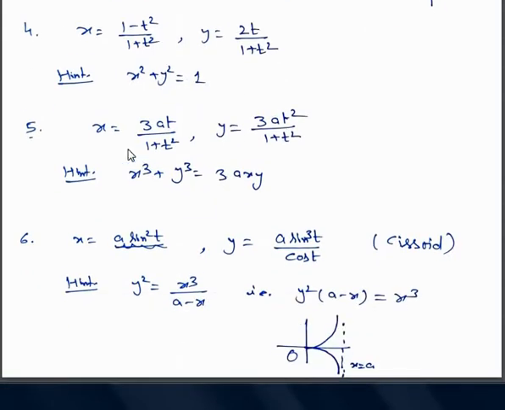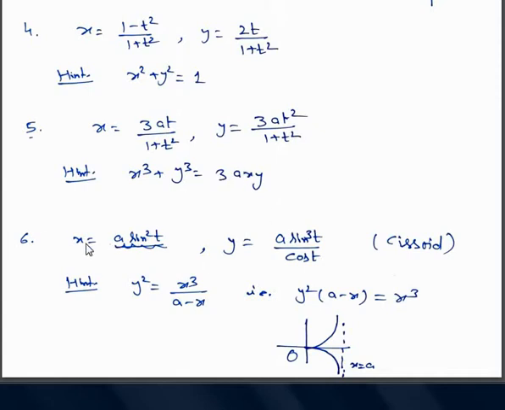If you take this curve, x equals 3at upon (1 plus t square), y equals 3at square upon (1 plus t square), right? So if you cube these x and y and add this, we'll get x cube plus y cube equals 3axy, right? Which we had done. We have drawn this curve. This is known as folium of Descartes. We have already done this in Cartesian form.